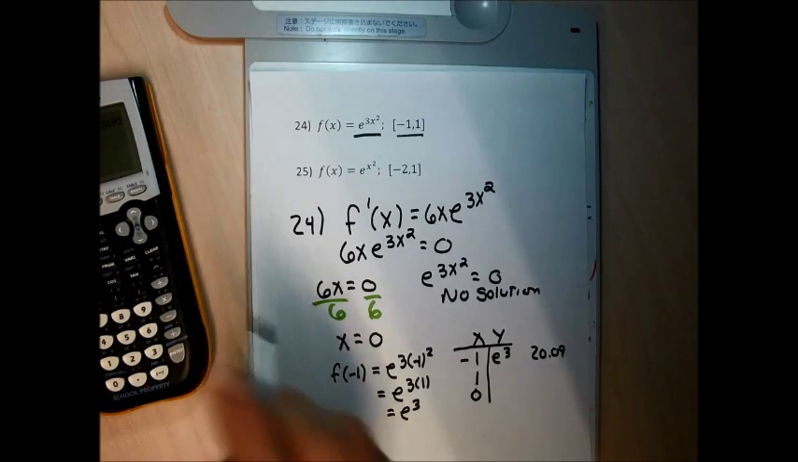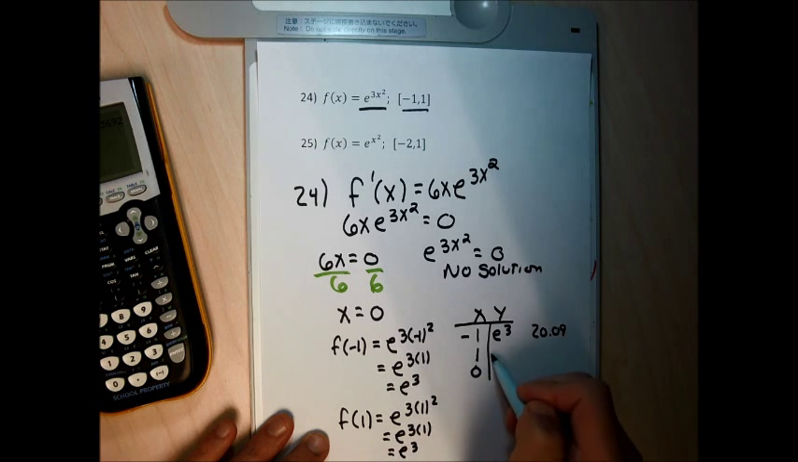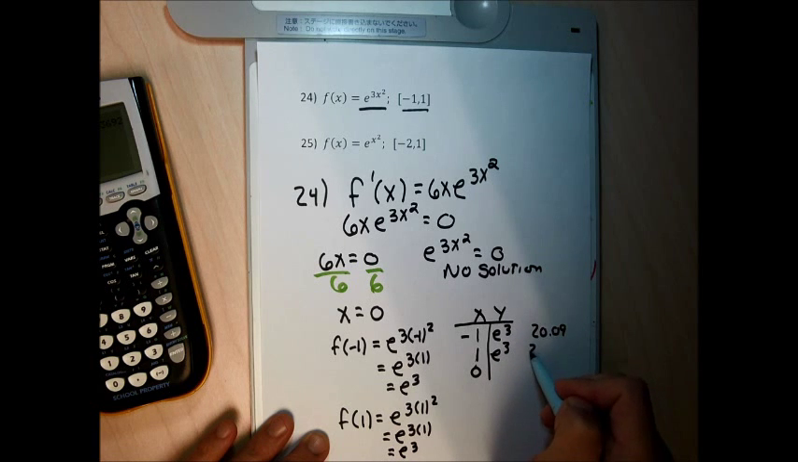Move on to the next y coordinate, plug 1 into the function. f of 1 is going to be e to the 3 times 1 squared. And I'm going to get the same y value because the exponent reduces to e cubed. And that's still equal to 20.09.